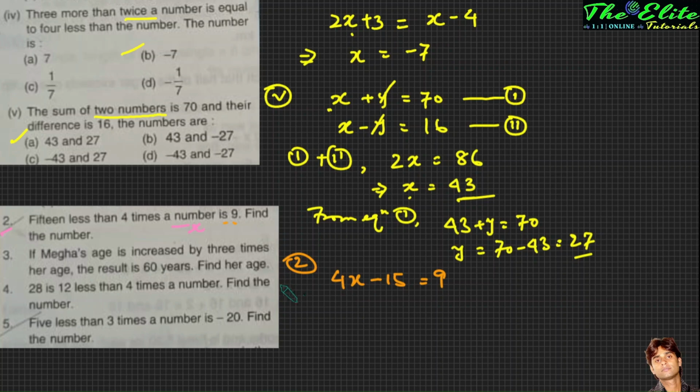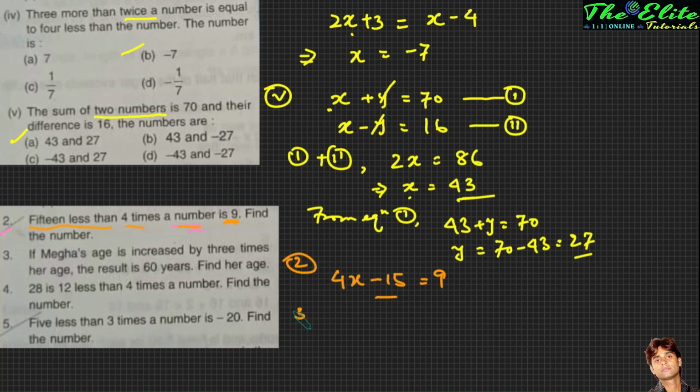Question number 2: find the number. Now you can find what the value of x is. Clear? You have to understand this language actually. 15 less, from where? 15 less than 4 times a number. You have to assume the number as x. So 4 times x is 4x and 15 has to be subtracted, and that is going to be equal to 9. So I think now you can find the value of x. That will be your answer.